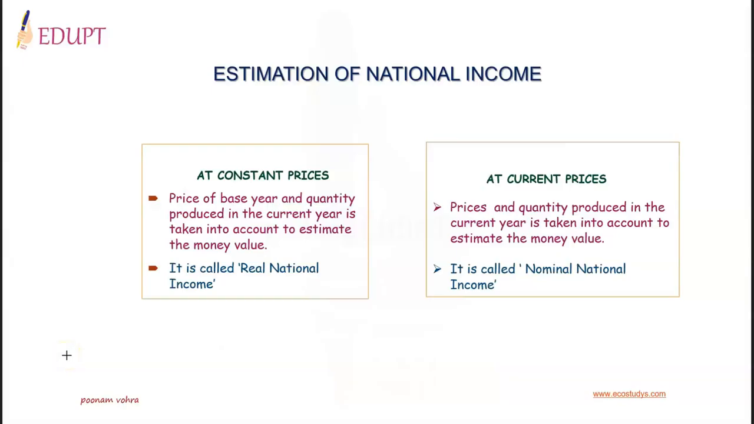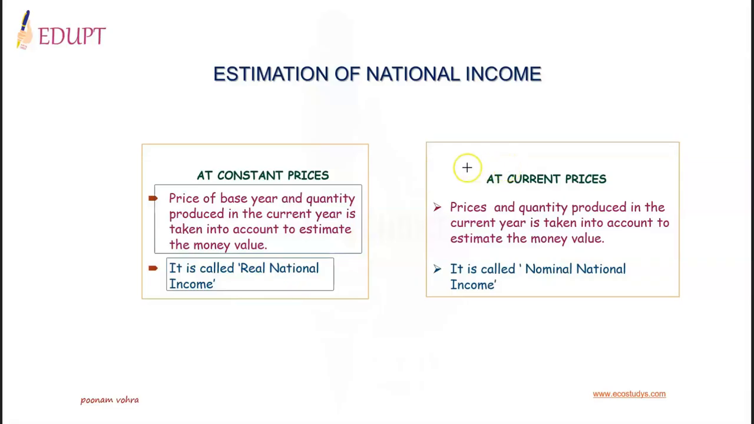National income estimation at constant prices is entirely different from national income estimation at current prices. Let's see how they are different. When national income is estimated at constant prices, then the price of the base year and the quantity produced in the current year are taken into account to estimate the money value. So it is called real national income.